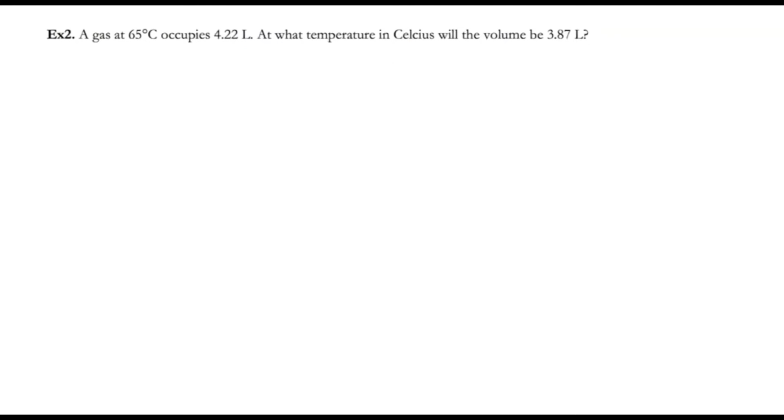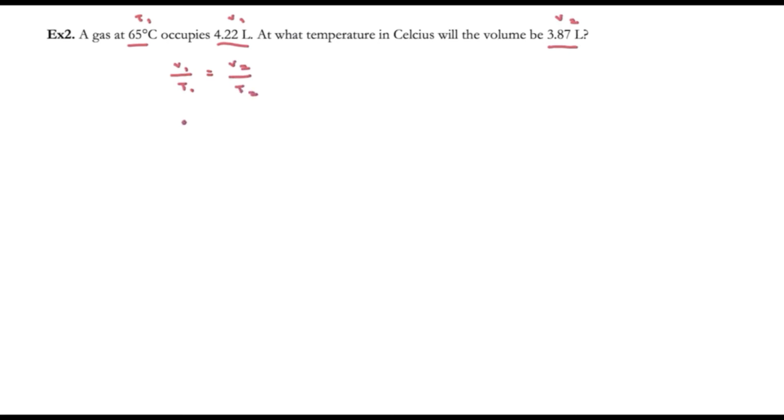All right, let's look at one last practice problem. It says a gas at 65 degrees Celsius, my T1, occupies a volume of 4.22 liters, my V1. At what temperature in Celsius will the volume be 3.87 liters? So that is my V2. So I'm going to set this up. V1 over T1 equals V2 over T2.